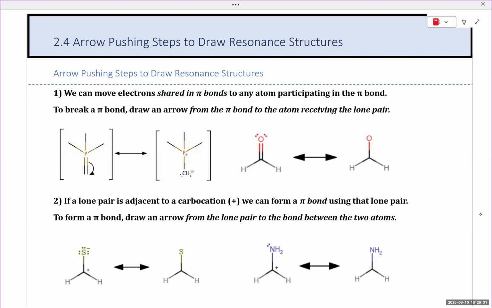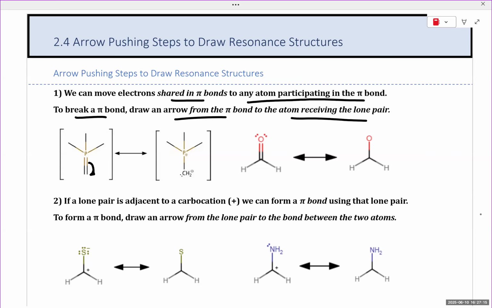So, in terms of arrow pushing steps to draw resonance structures, we can move electrons shared in pi bonds to any atom participating in the pi bond. For example, if we have a carbon-phosphorus double bond, we can push the electron density in this pi bond onto carbon. And in turn, when we break this pi bond, we draw an arrow from the pi bond to the atom receiving the lone pair. So as you can see, we went from a carbon-phosphorus double bond, a pi bond. We pushed the electron density from this pi bond onto carbon, and thus we end up with a lone pair on carbon. You may say, why did we choose carbon?